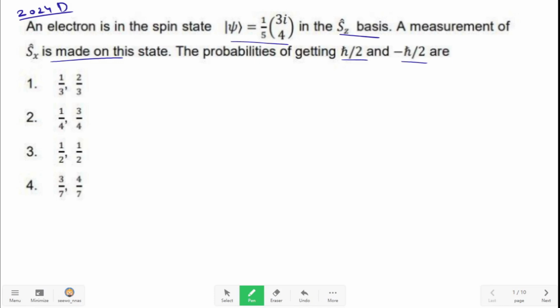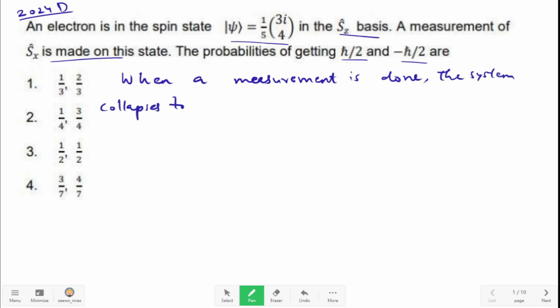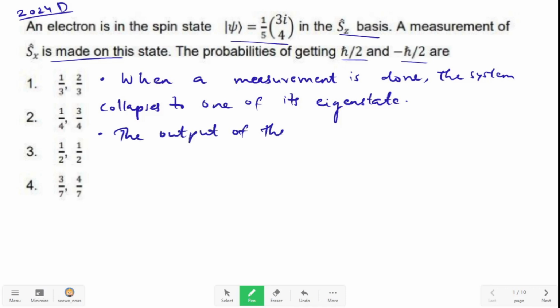To solve this question, the first thing you have to remember is that when a measurement is done on a system, the system collapses to one of its eigenstates. Now the output of the measurement is equal to the eigenvalue of the eigenstate.